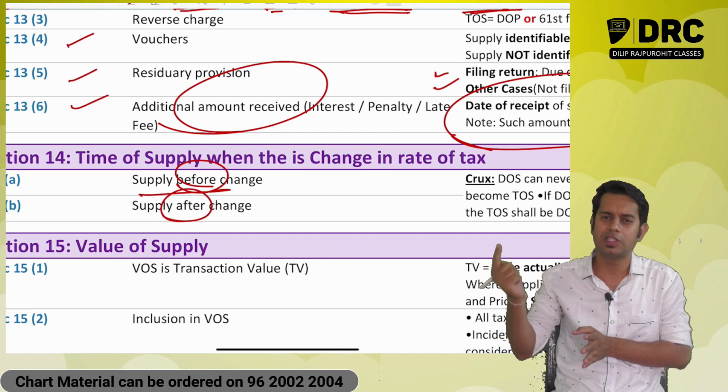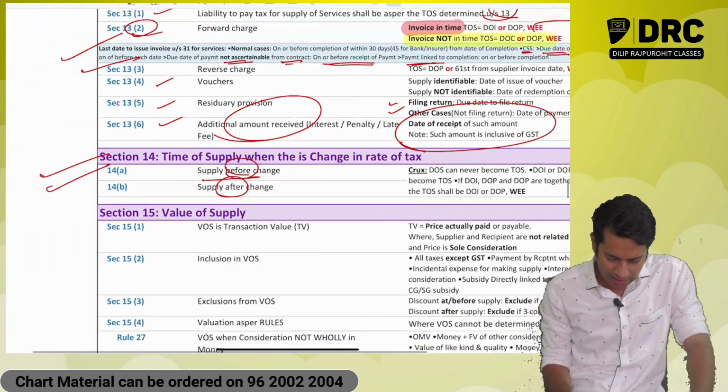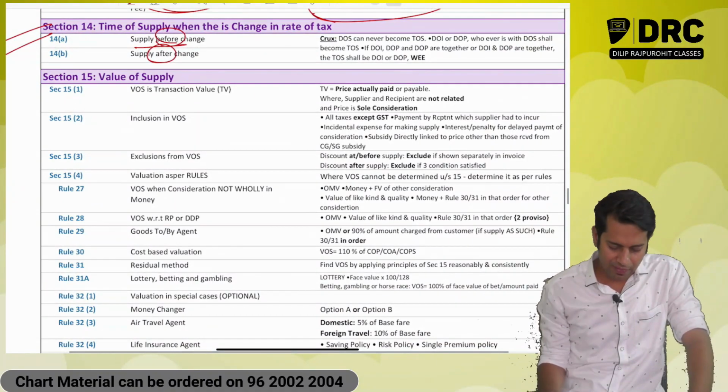If both of them are not with supply, date of invoice or date of payment, whichever is earlier. This is the crux of this particular discussion. Then value of supply.